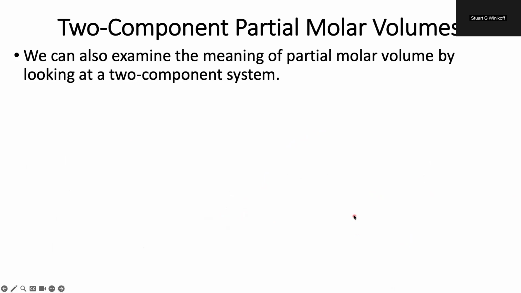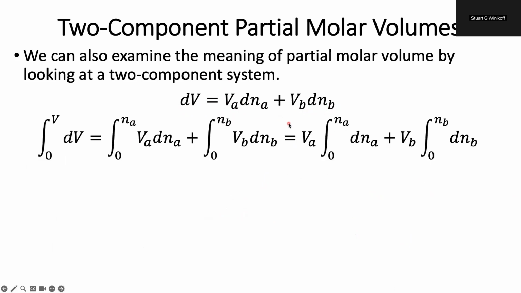Now we can also look at these partial molar volumes by looking at the simple idea of a two-component system. So if I have a two-component system, the change in volume should be given by this partial molar volume times how much of A I'm adding, plus how much of B I'm adding times its molar volume. So if I increase B and molar volume is positive, I should see an increase in the volume. If it's negative, I should see a decrease in the volume, and we can just add these two components together.